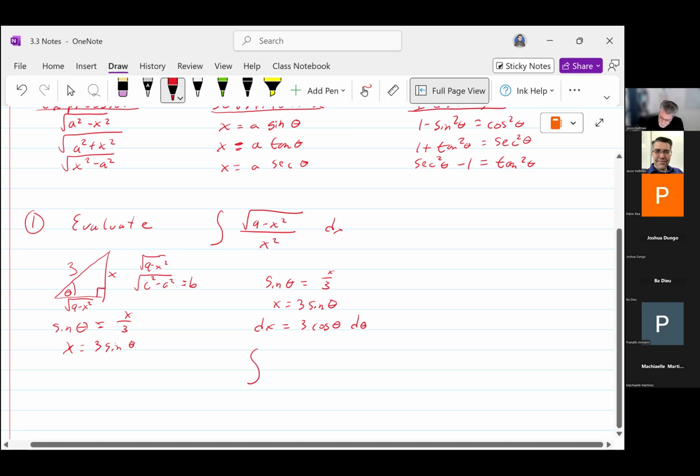So let's use this as our substitution, as our kind of u substitution. What is this going to look like? Well, I'm going to get the square root of 9 minus x squared. What was x? x was 3 sine theta, squared. All over another x squared, that's 3 sine theta squared. And then I need my dx, which is my 3 cosine theta d theta. And now we're going to clean this up.